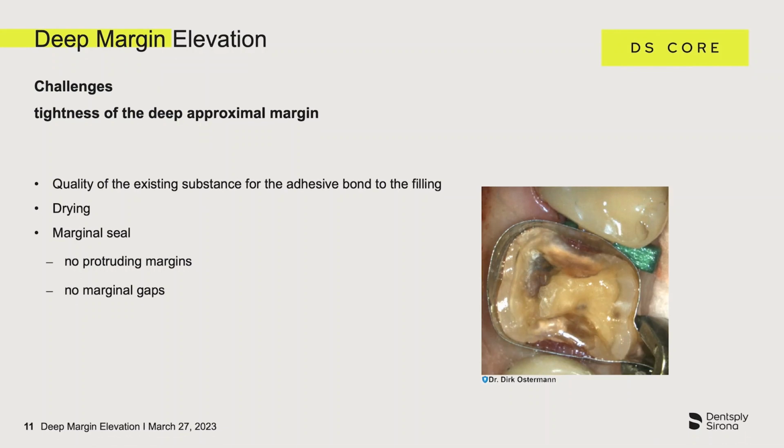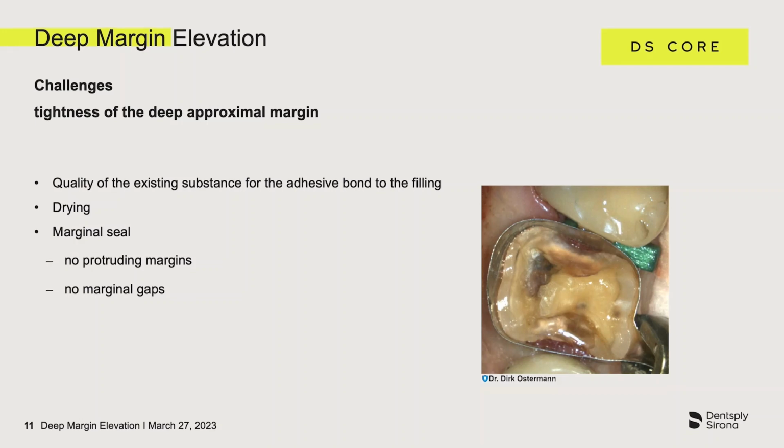Of course, placing a filling with deep proximal boxes is always a clinical challenge, and especially with this procedure of deep margin elevation, the quality of the proximal filling margins is of the utmost importance for the success of the entire treatment. Factors influencing the quality of seal of the proximal filling are the quality of the existing tooth structure and its ability to build up an adhesive bond.